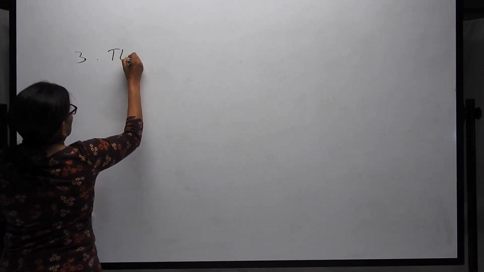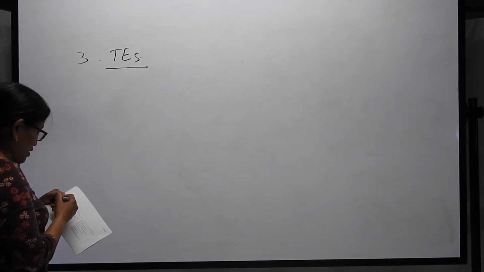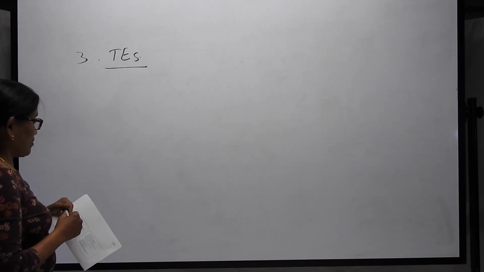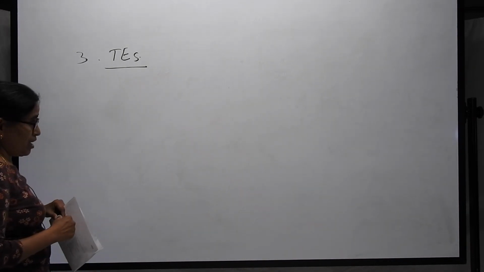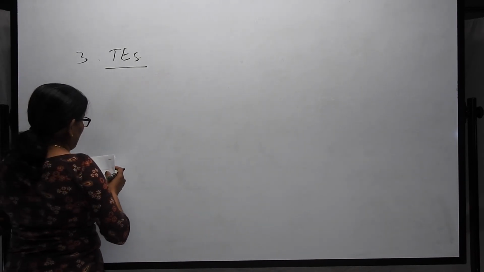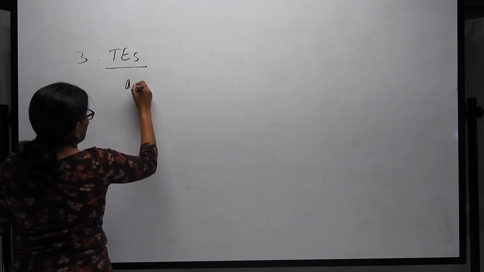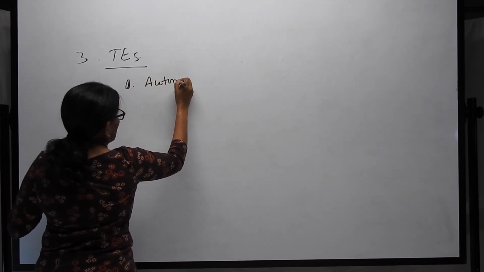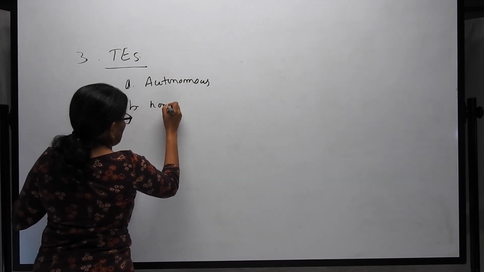The third part is transposable elements. We are interested in this because Dr. Wessler's lab has been working on transposable elements in both maize and rice for the past three decades. There are two kinds of transposable elements: one is autonomous, and the other is non-autonomous.